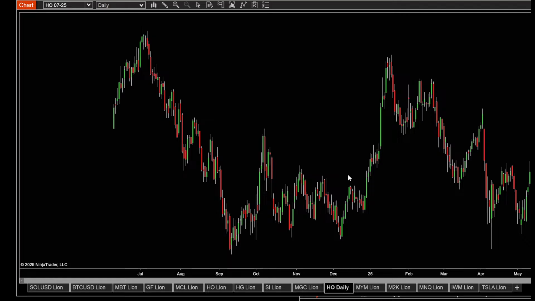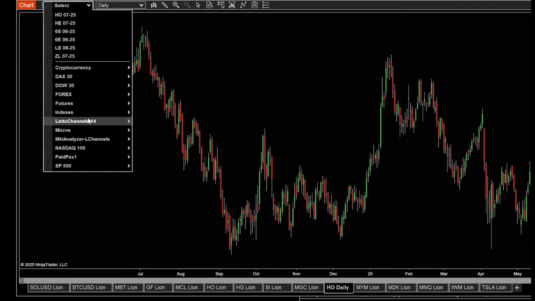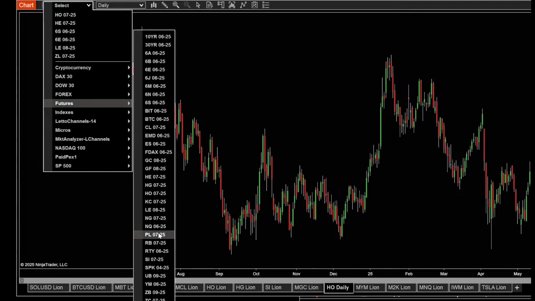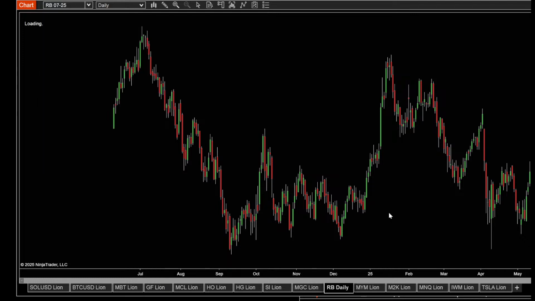Heating oil, not too expensive. One market I don't look at very often is RBOB. And that is the gasoline market here. Let's take a look at the daily RB.